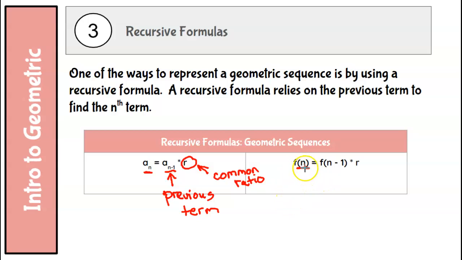We can also write it with function notation. This just means, again, previous term. And of course, the R is still our common ratio. Moving right along.